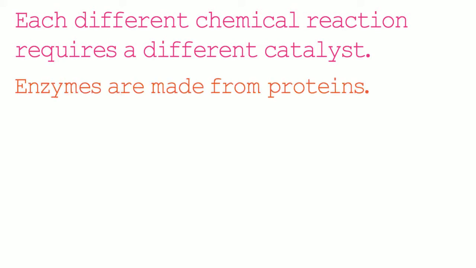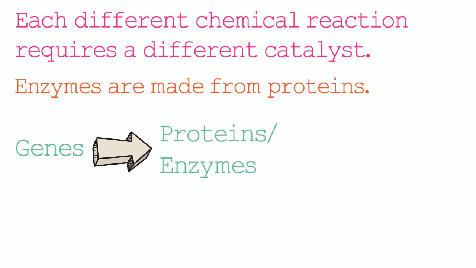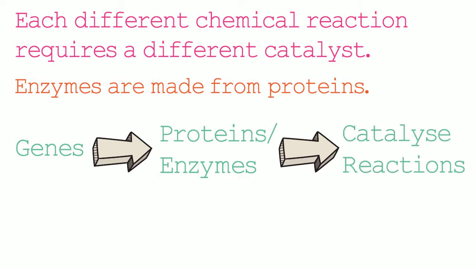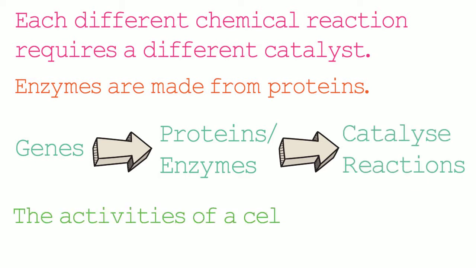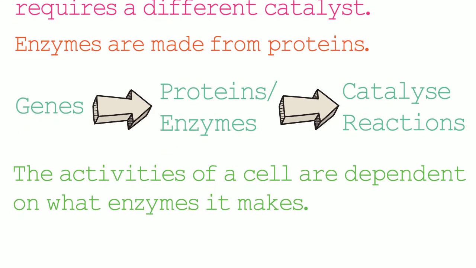So this is how it works. The nucleus of a cell contains genes. The nucleus of the cell decides what enzymes to produce and in what quantities to produce them, and then when the enzymes have been produced, they then catalyze certain reactions. The activities of a cell are dependent on what enzymes it makes.